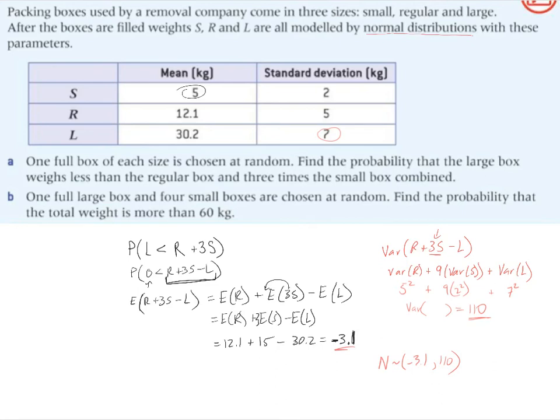So let's do that. We're going to go norm CDF. In the norm CDF, it does ask for the range first, so we're going to go from 0 to 10,000. And then we'll go from a mean of negative 3.1 up to, remember, standard deviation is the square root of the variance, so the square root of 110.